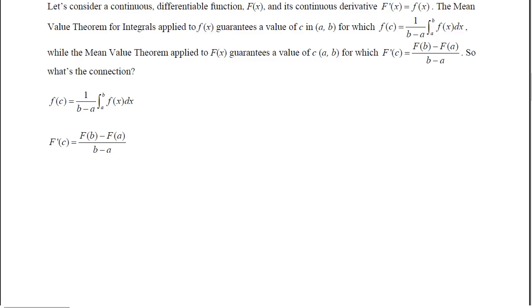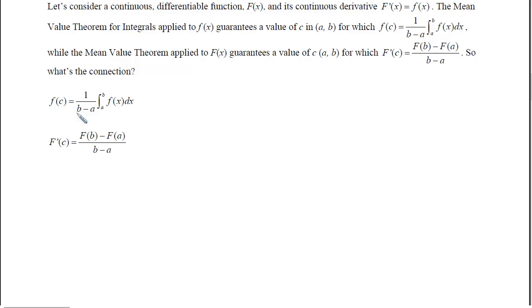Let's consider a continuous differentiable function capital F of x and its continuous derivative capital F prime, or little f of x. The mean value theorem for integrals applied to little f guarantees a value of c in the open interval for which the output of little f is the same as that average value, while the mean value theorem applied to capital F is going to guarantee a value of c in the open interval for which capital F's derivative, or tangent slope, is the same as the secant slope for the endpoints of the interval. So somehow, since they have the same name, they should have a connection.